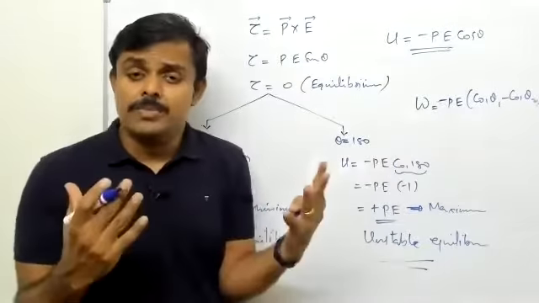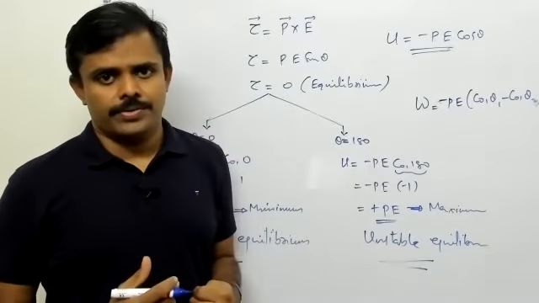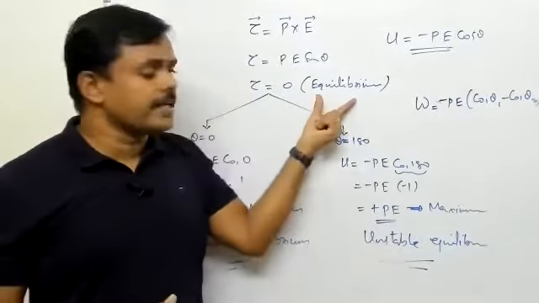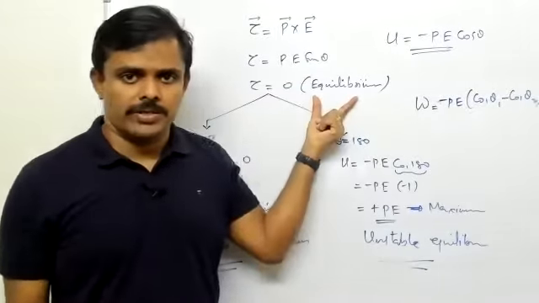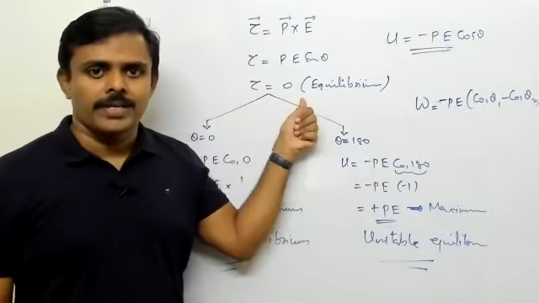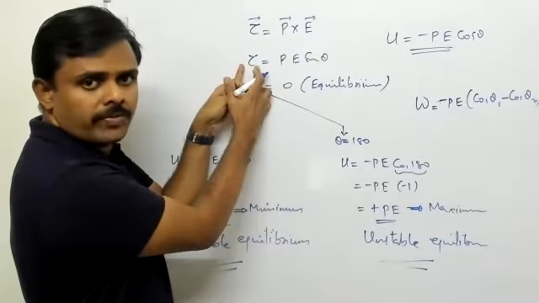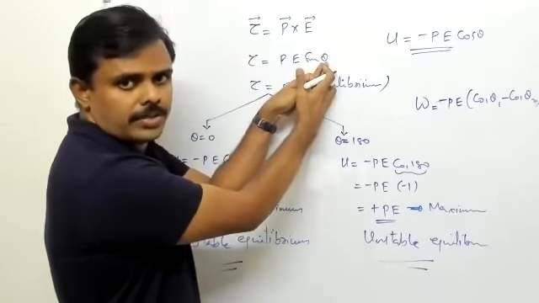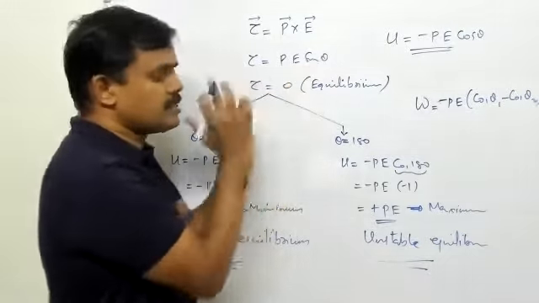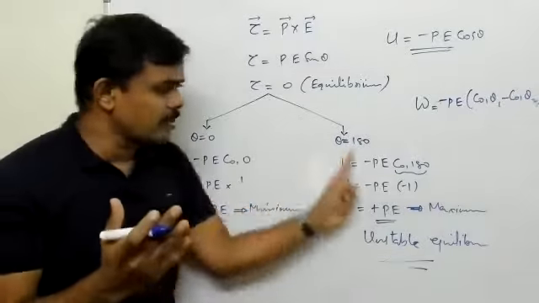Even otherwise, we have seen this many times. Equilibrium happens when force is equal to 0 or torque is equal to 0. In this case, we are looking at rotational motion, so rotational equilibrium is the case under consideration. Rotational equilibrium happens when torque is equal to 0. Torque becomes equal to 0 when theta is either 0 or 180. Sine 0 is 0. Sine 180 is 0. So, that leaves me with two cases: theta equal to 0, theta equal to 180.